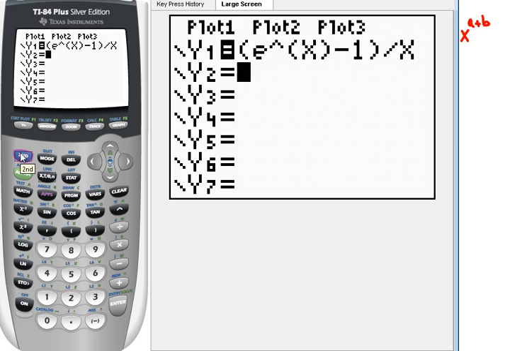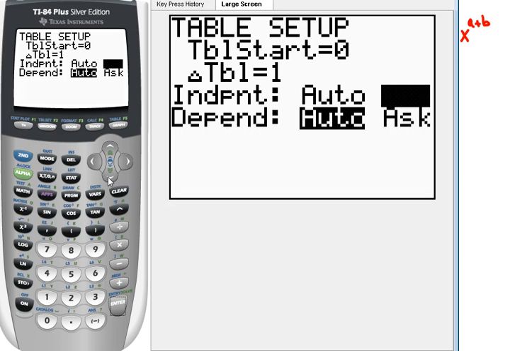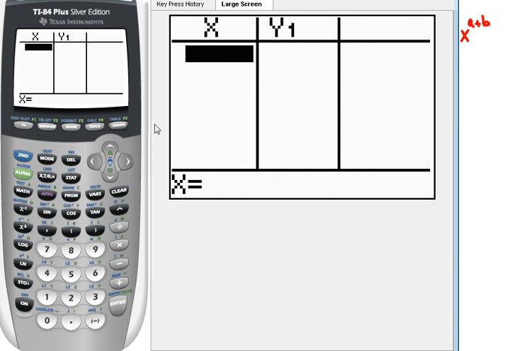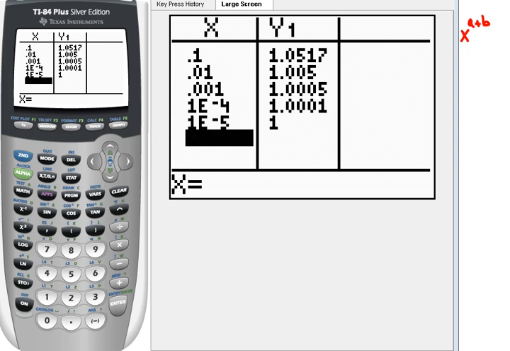So what I'm going to do is go to table set and set auto ask on, and then go to the table and enter some values as x approaches 0 from the left. I have negative 0.1, negative 0.01, negative 0.001, negative 0.0001, etc. And I'm approaching 1 from the left. We need to try this from the right. And when we do, we see that we're also approaching 1. So the limit of that expression is just 1.